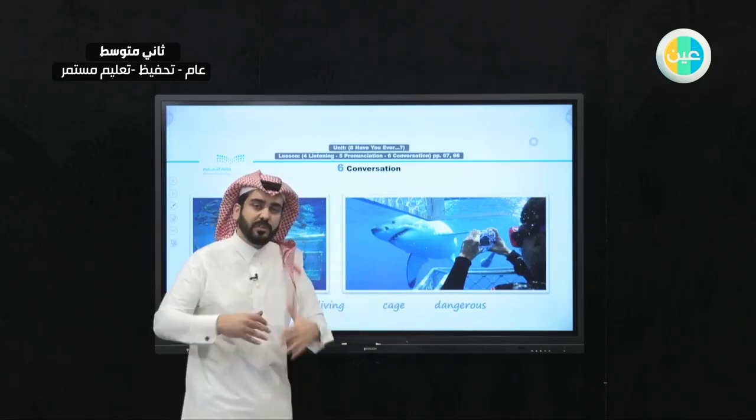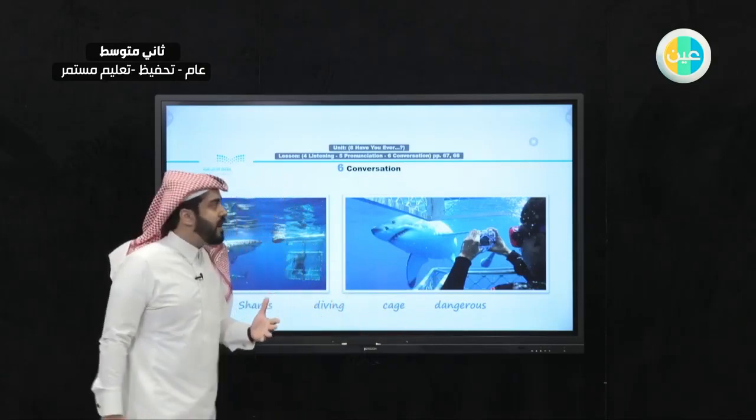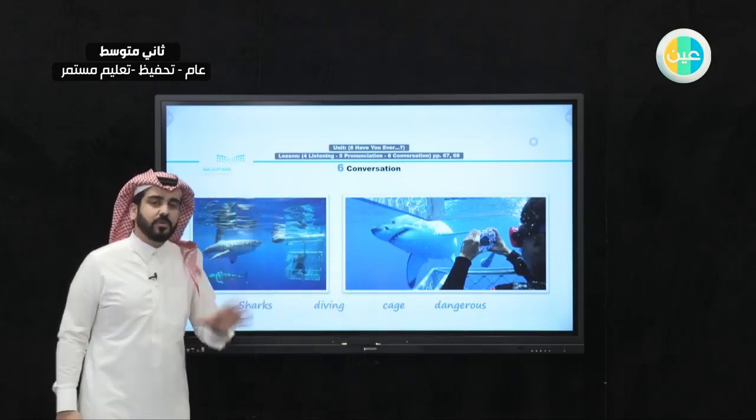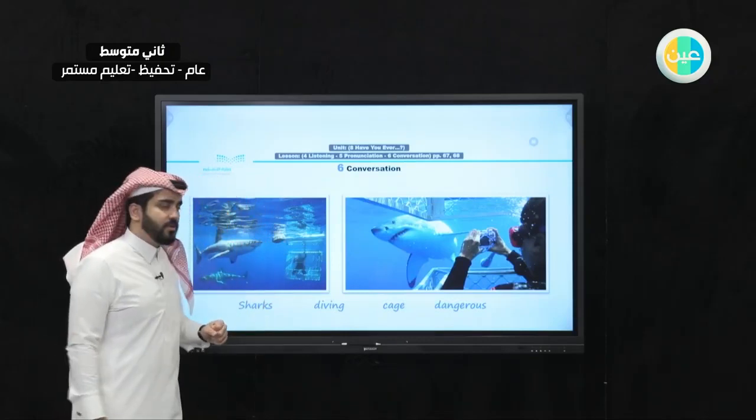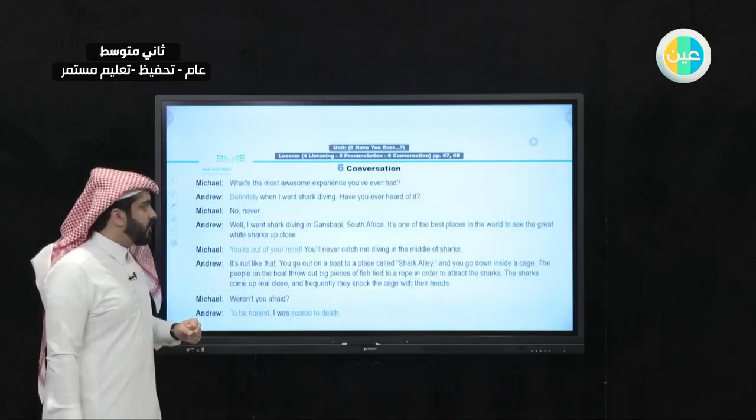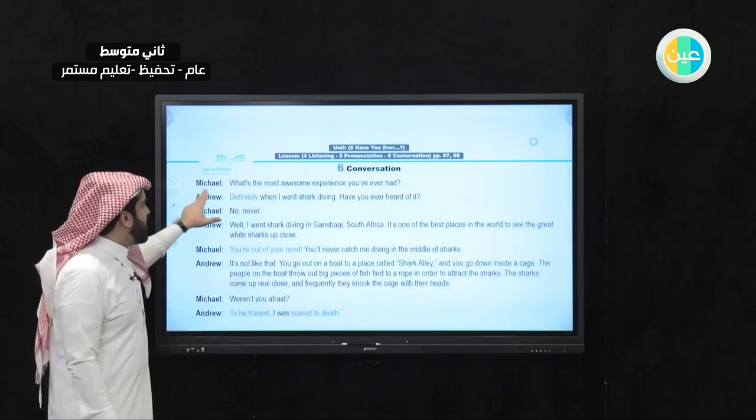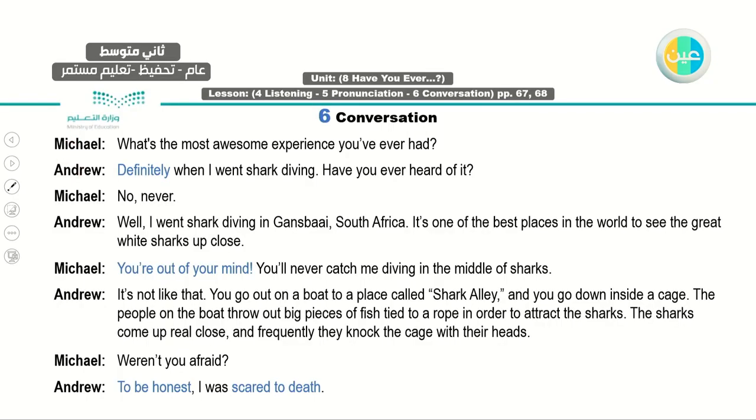So we're going to read together, okay? You can open your book now on page 68, and we're going to read the conversation between Michael and Andrew, so please listen and read along, and also pay good attention to the words in blue. These expressions are what we call real talk. And after we finish reading, we're going to discuss their meanings, okay? So now please listen and read along.